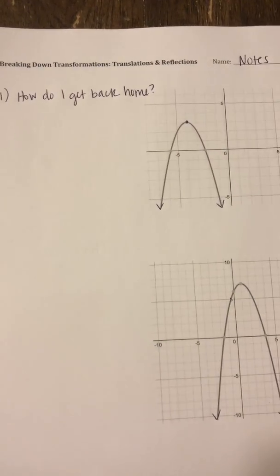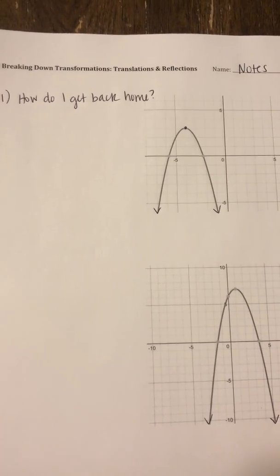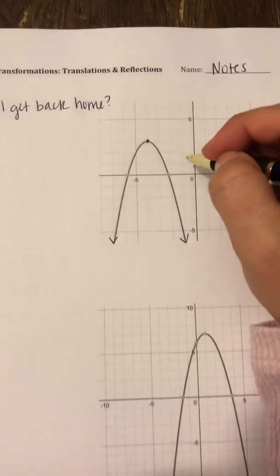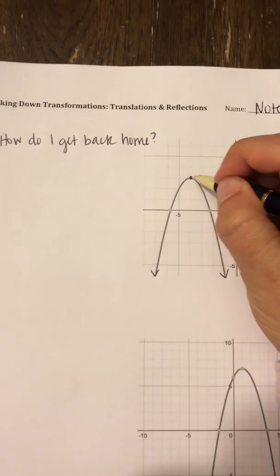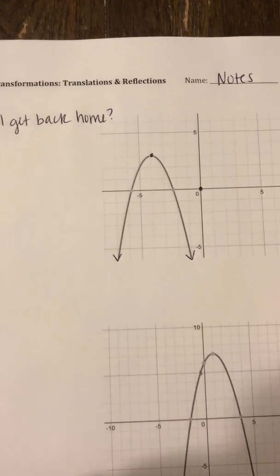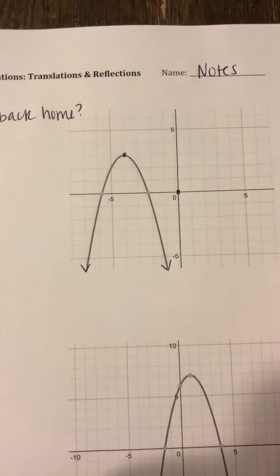Okay, so when we look at this, our goal is to think about how do I get back home? And home is our parent function, right? So if I think about home here, it's something centered at 0, 0. And that's always where my vertex was. So that's kind of what I zoom into when I'm thinking about how I get back home.